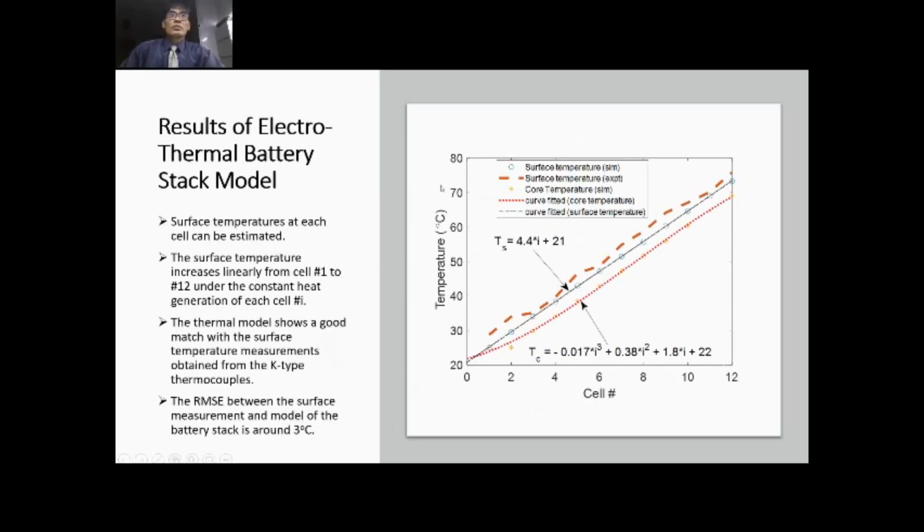The result of the electro-thermal battery cell model: you can see that each cell can be estimated, and the surface temperature increases.